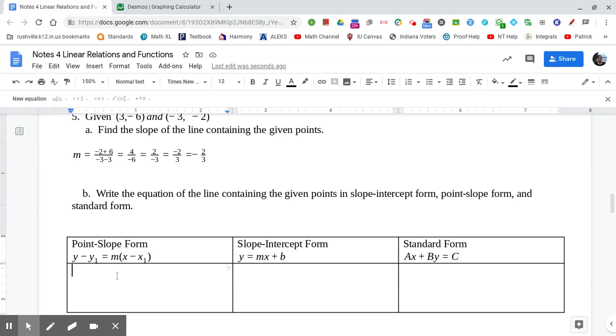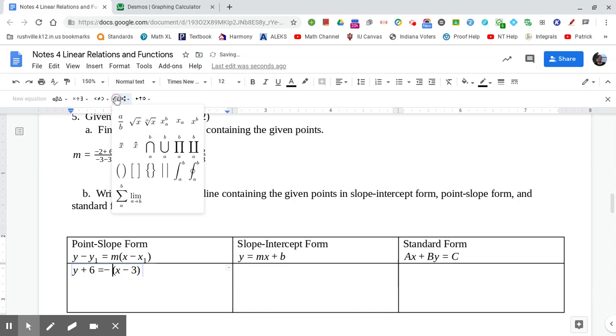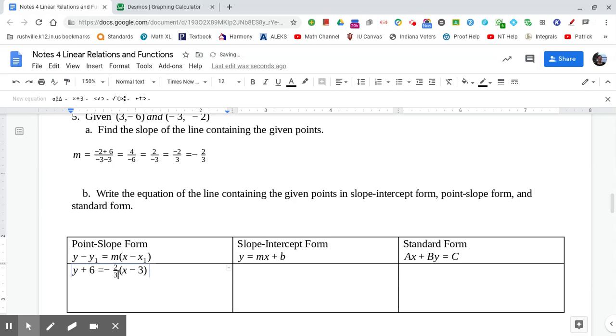So here's how this is going to work. I'm going to start off with what point-slope form is, and then I'm just going to replace the variables with the values that I know. Again, I get to pick one. I'm just going to choose the first point. 3 is the x-coordinate, so I'm going to replace x1 with 3. -6 is the y1, so I'm going to replace that with -6. Now, wait a second, I'm going to have a minus and a negative, so I'm going to change that to y plus 6. And then the slope that we just found was -2/3. And there it is. Point-slope form is already complete.